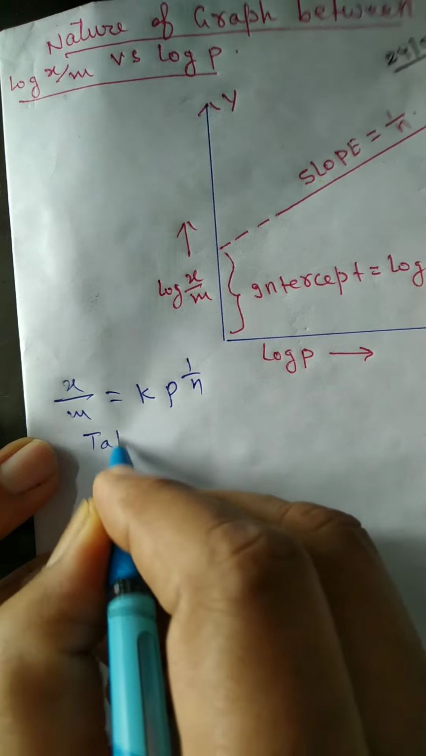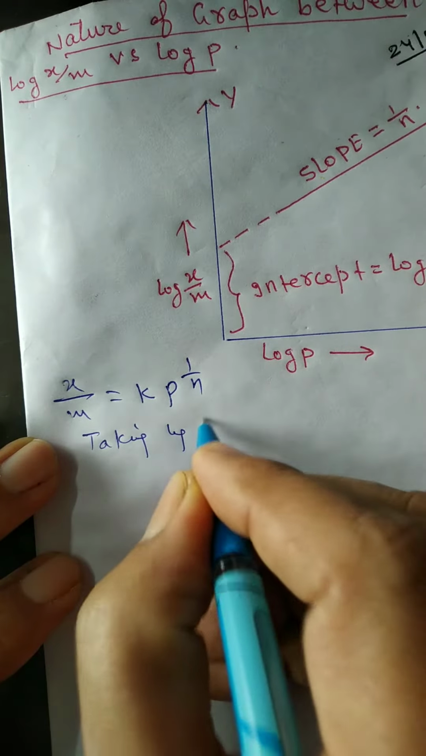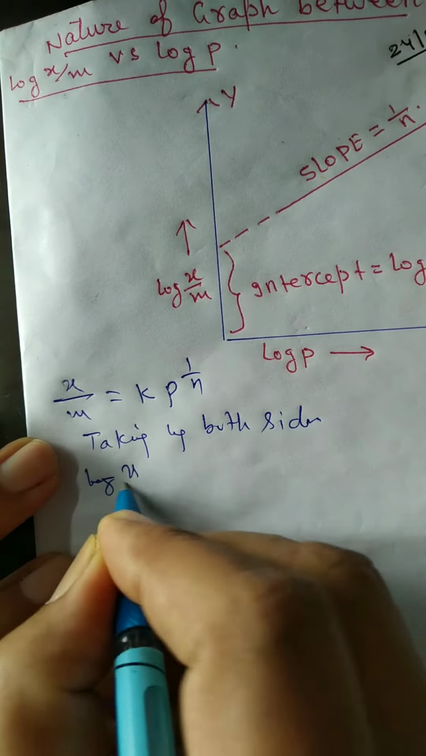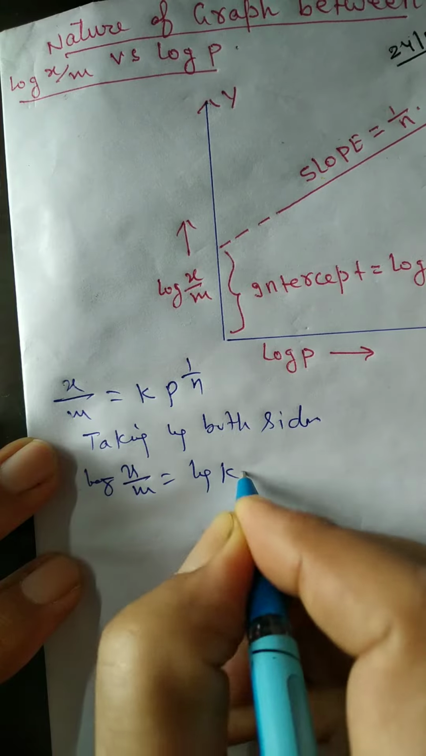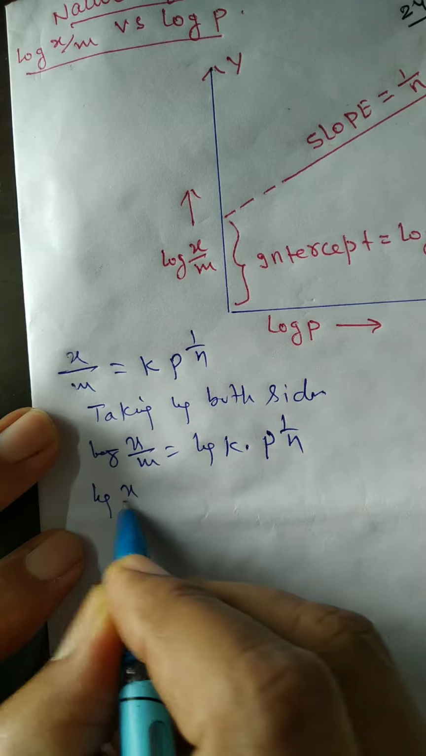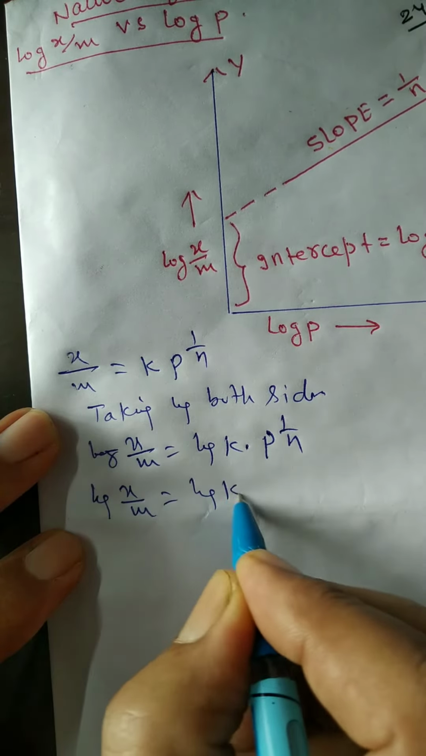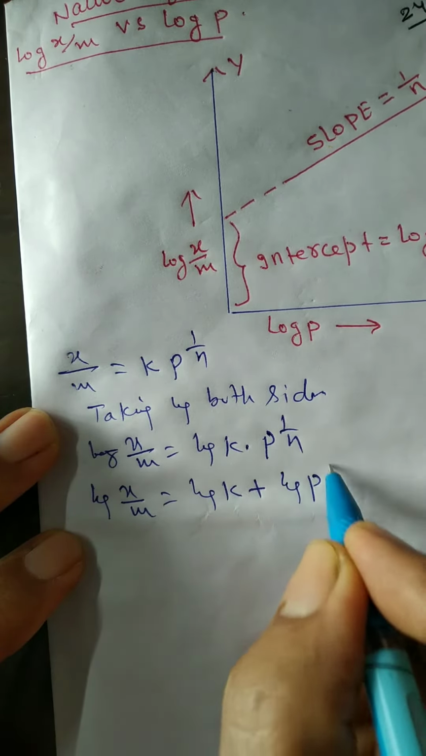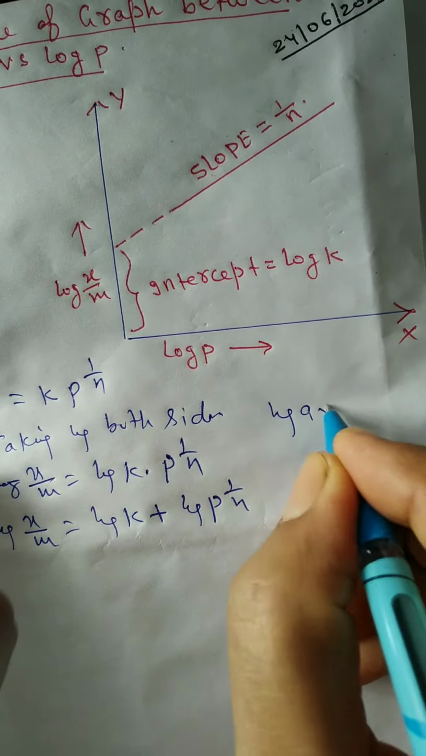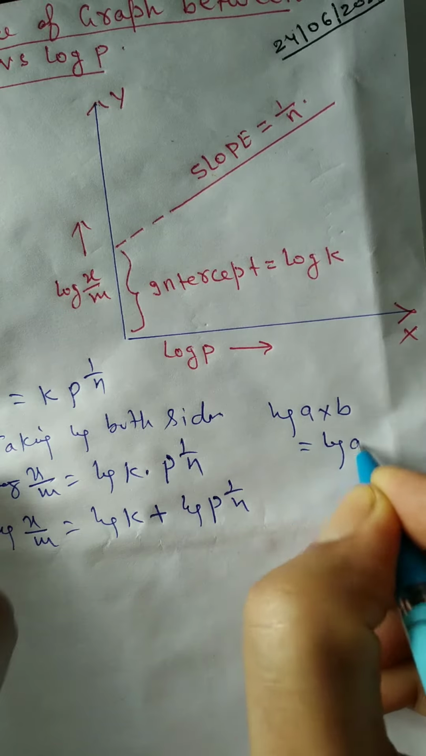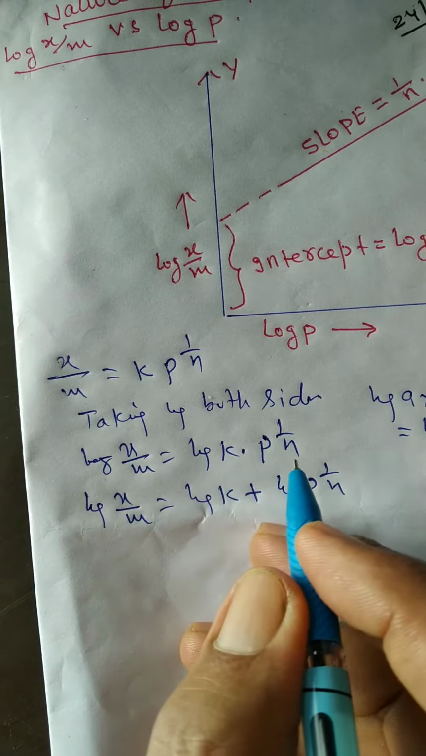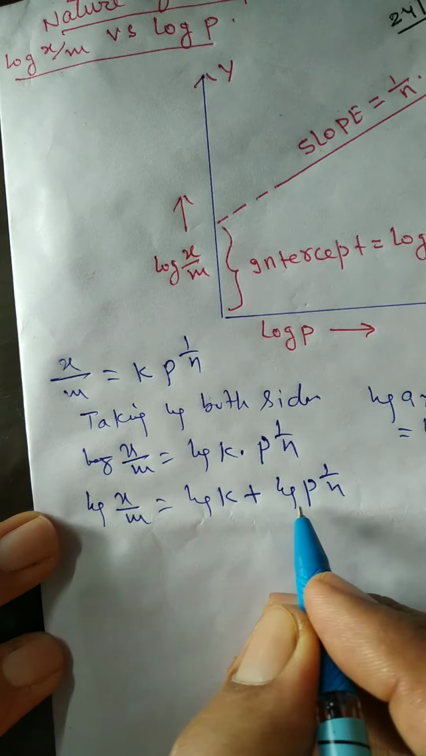So taking log both sides, we get log x by m is equal to log k into p power 1 by n. So log x by m is equal to log k plus log p power 1 by n, because from properties of log we know log a into b is equal to log a plus log b. Therefore it becomes log k into p power 1 by n is equal to log k plus log p power 1 by n.